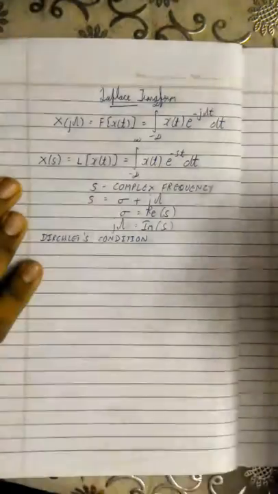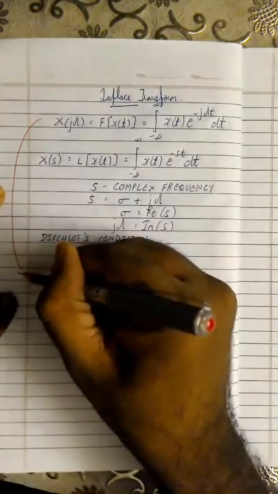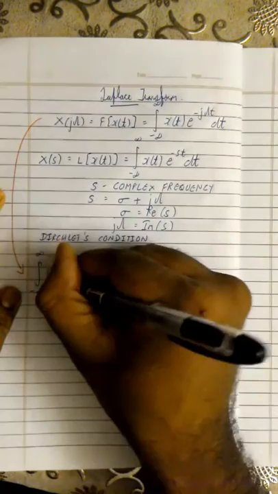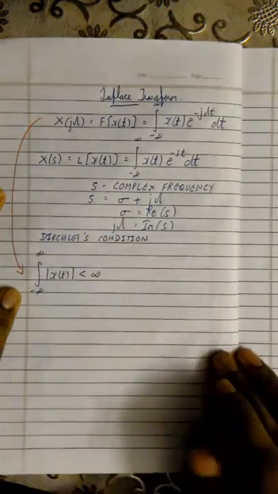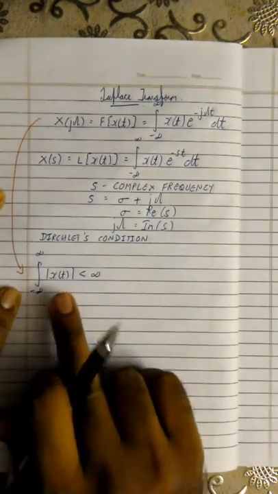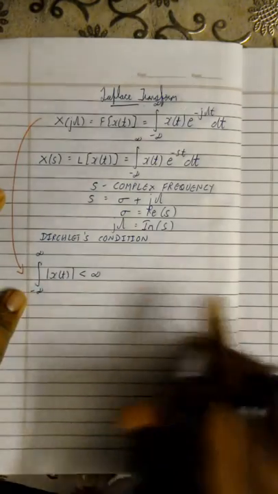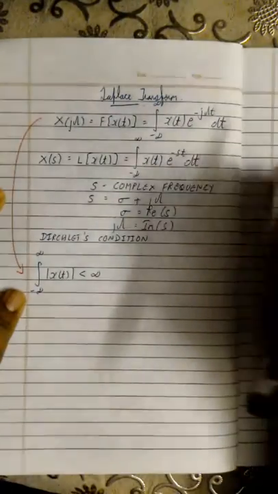One of the Dirichlet's conditions for a Fourier transform is that the signal must be absolutely integrable. That means the integral from minus infinity to plus infinity of the magnitude of x of t must be a finite value. So only if it is absolutely integrable is the Fourier transform of that signal defined. Otherwise we cannot define that Fourier transform equation.